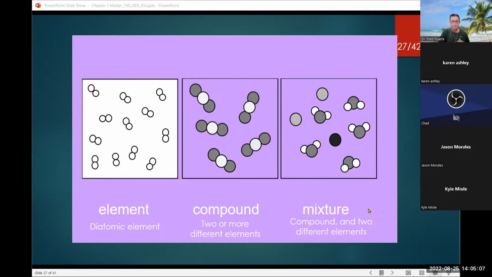So do mark it up, at least direct me to what this is, what that is, and so forth, okay? All right, so you can see the element in the far left. That's an example of an element, specifically a diatomic element put together there. The one in the middle is a good example of a compound. The compound is made up of two or more different elements combined. And then here in the far right, we've got a mixture, obviously. It looks like a mixture of at least two different elements and a compound, okay?